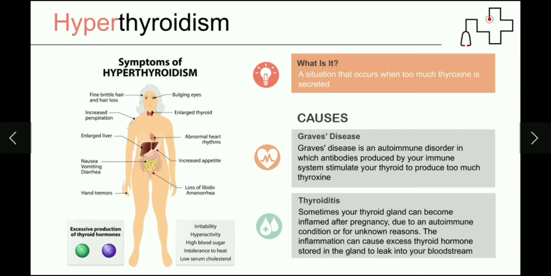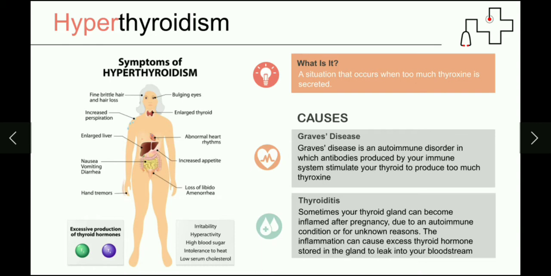Next, we also have thyroiditis. Sometimes, your thyroid gland can become inflamed after pregnancy due to an autoimmune condition or for unknown reasons. The inflammation can cause excess thyroid hormone stored in the gland to leak into your bloodstream.